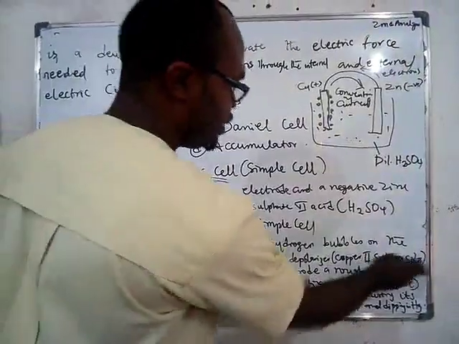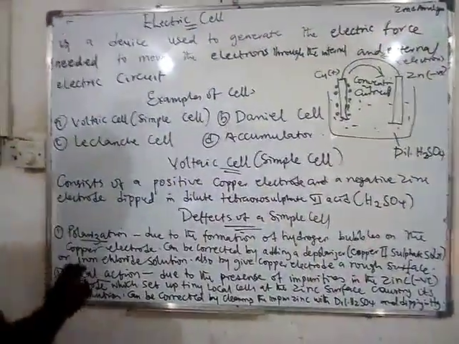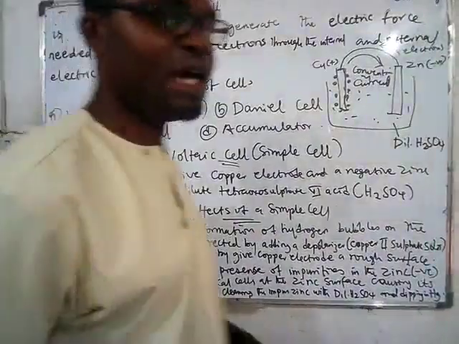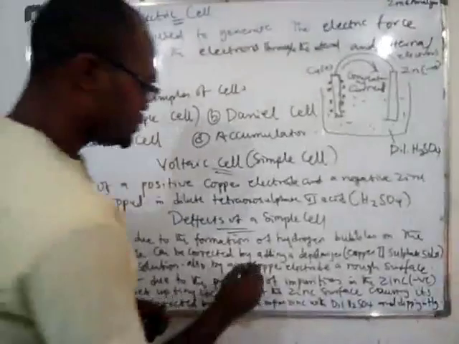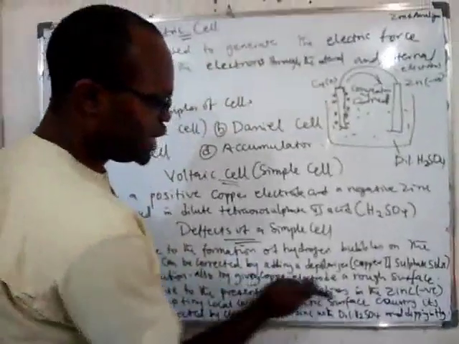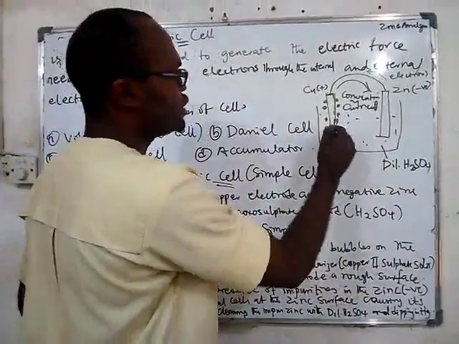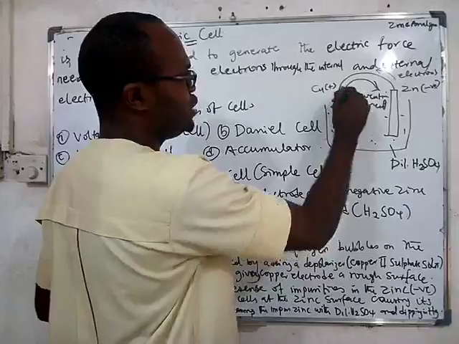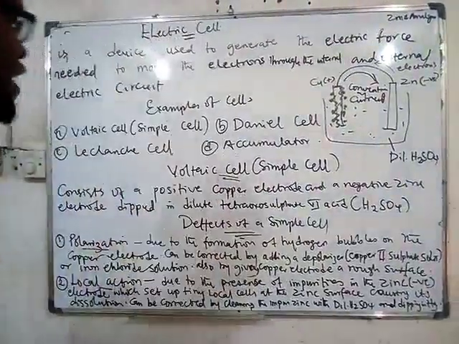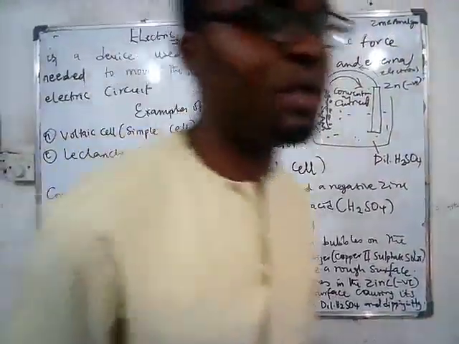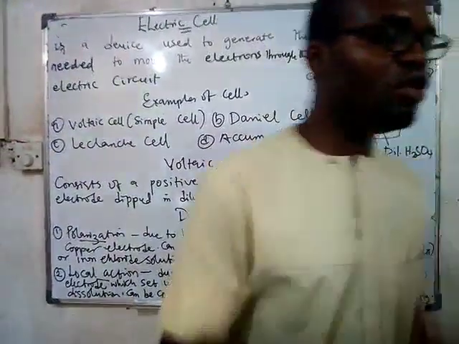What are the examples of the polarizer that you can add? Copper 2 sulfate solution. Or you can also add iron chloride solution. So another correction for polarization is giving the copper electrode a rough surface. Make sure that the surface of this copper electrode is rough, in order to prevent polarization. So two defects of simple cell are polarization and local action.